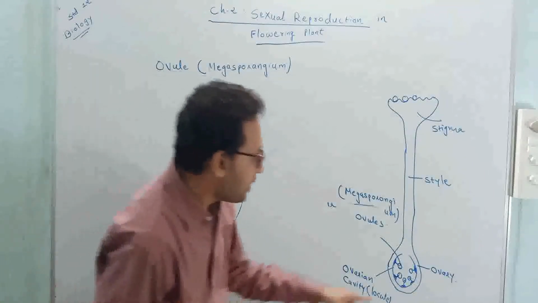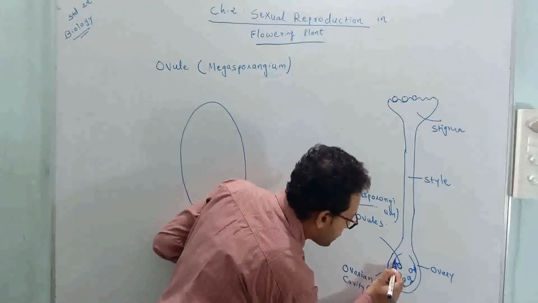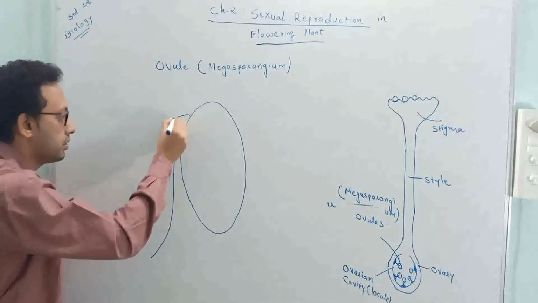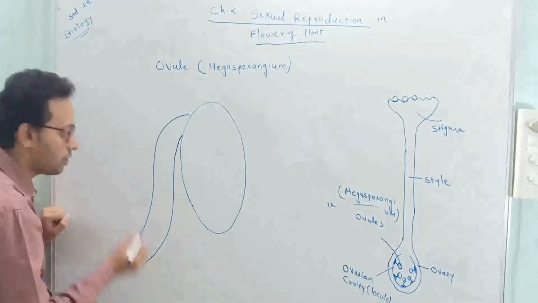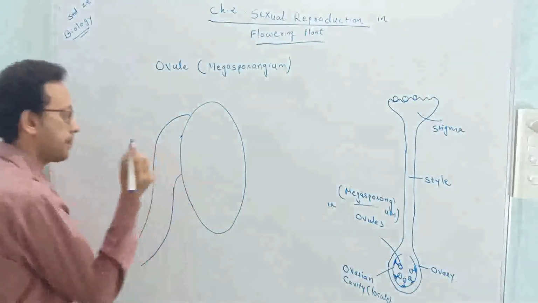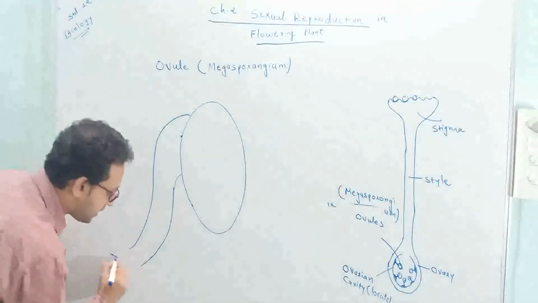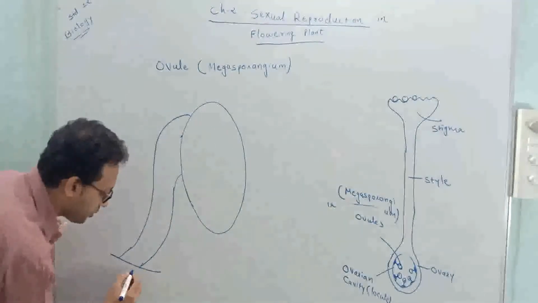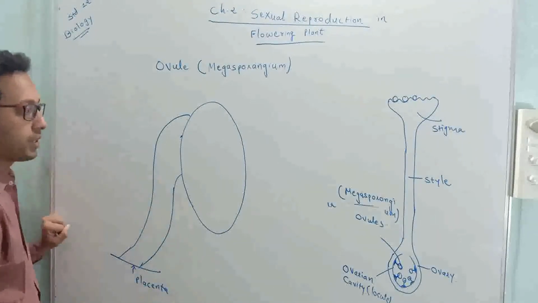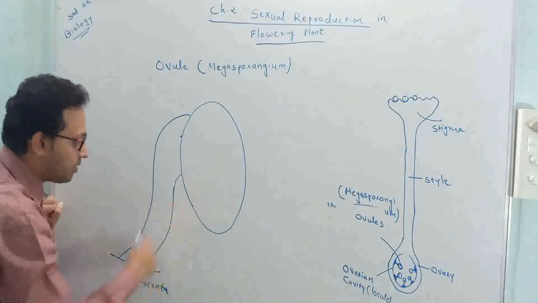Now you know that this ovule is attached to a placenta by a stalk. So I will draw the stalk in an enlarged view. This is a stalk. By a stalk it is attached. The stalk-like portion by which it is attached to this, assume that this is a placenta. So this is an ovule. Ovule is attached to a placenta by a stalk.